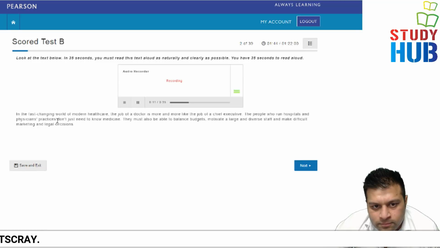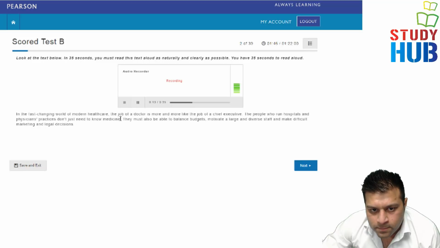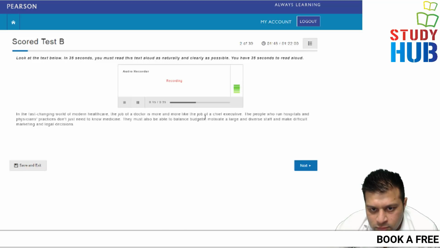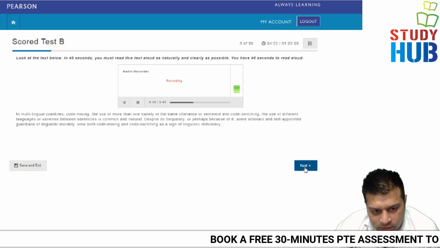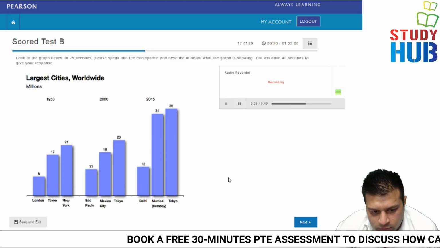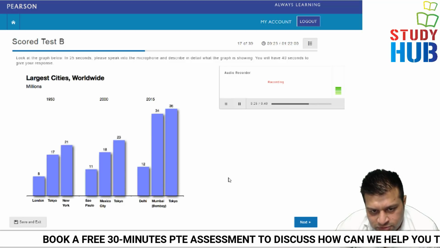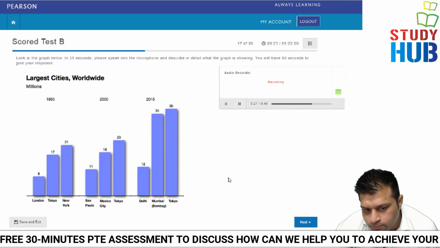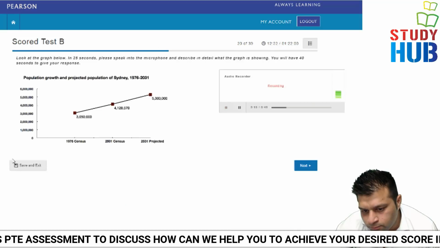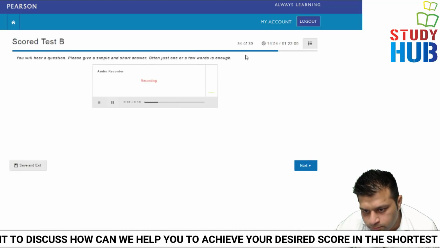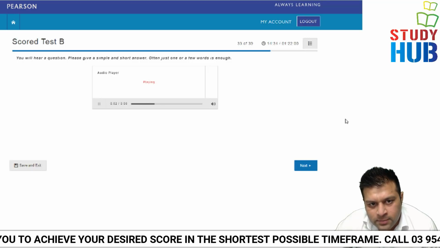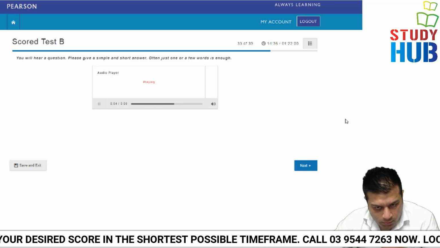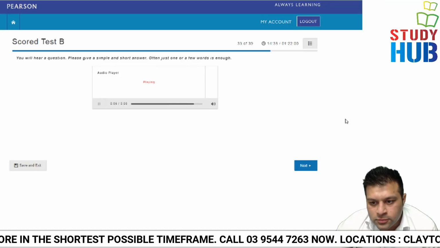Physicians, let's say this practice one. Physicians don't just need to know medicine, they must also be able to balance budgets, motivate. This is common and natural. Let's have a look at despite this one. Its frequency, 21 million people, which is the maximum. And then we have some images. And London has only 8 million people in 1950. So guys, the only difference was this: microscopes, so look at this, Bunsen burners, beakers and petri dishes.